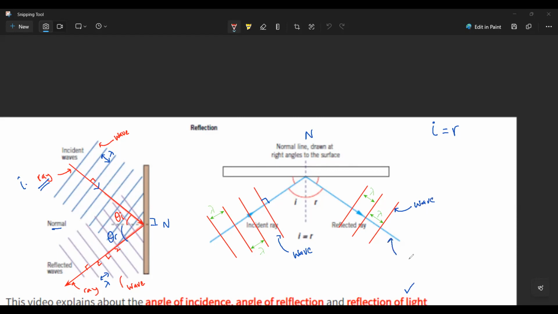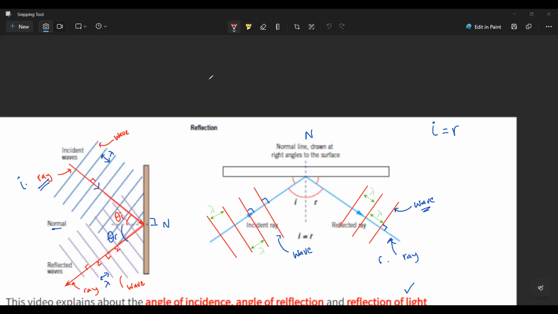This is the reflected wave, right? Sorry, ray. This is a reflected ray. This is a reflected wave. The wave will be perpendicular to the ray. This is the reflected ray, so the wave is perpendicular on the ray. This is the wave. The wave will be perpendicular on the ray.